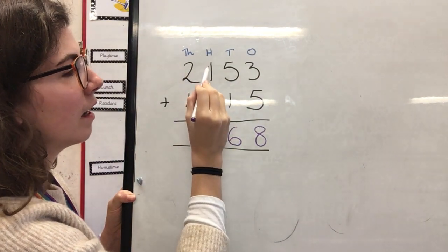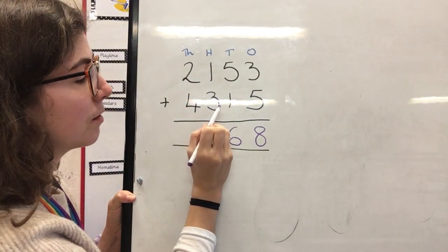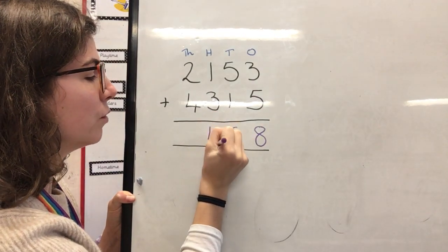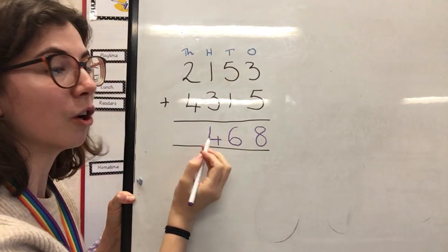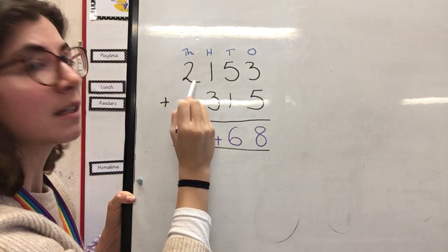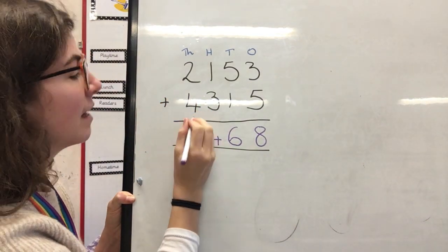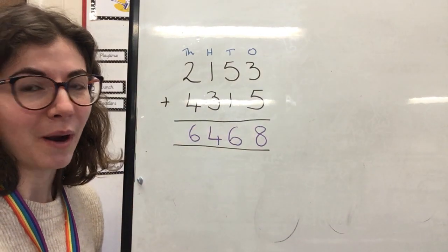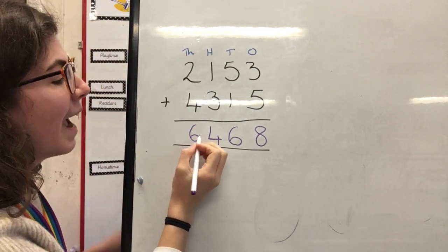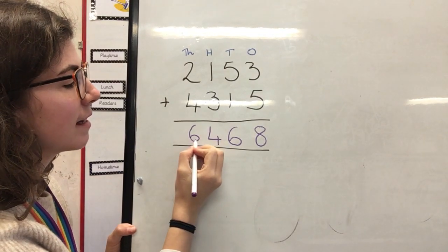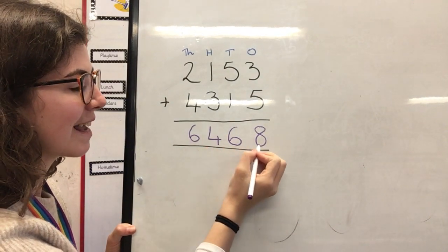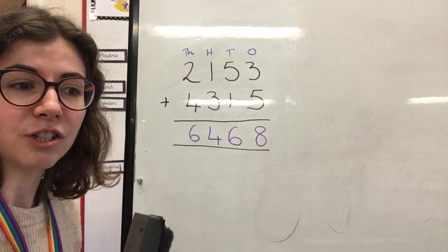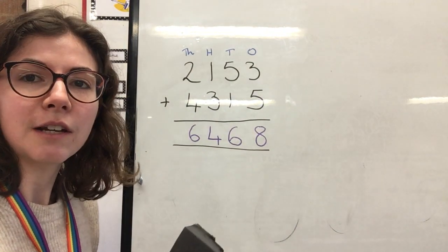I know that 1 hundred plus 3 hundreds will give me a total of 4 hundreds. So I'm going to write my 4 hundreds in the hundreds column. And 2 thousands plus 4 thousands will give me 6 thousands all together. So I write that number in the thousands column, and that gives me a total of 6,468.